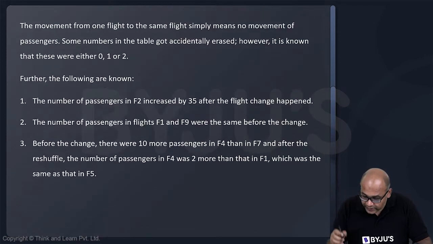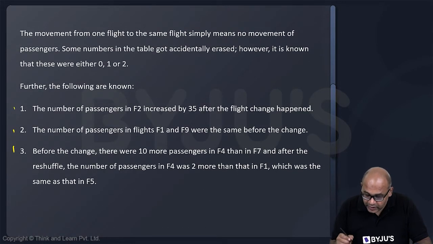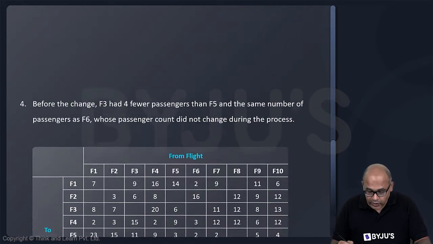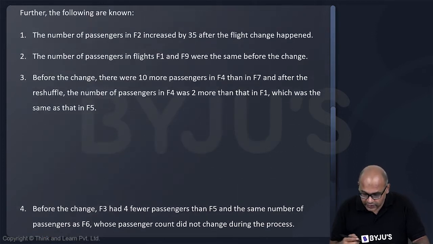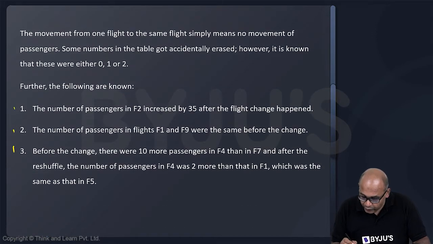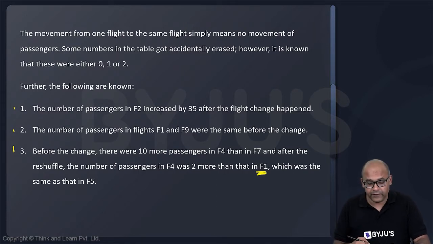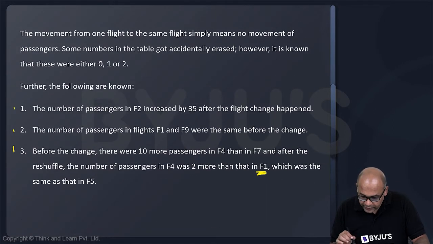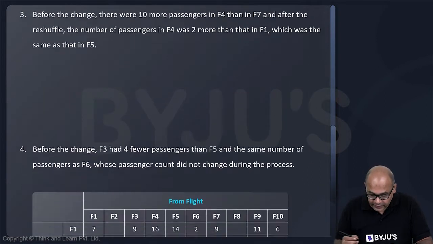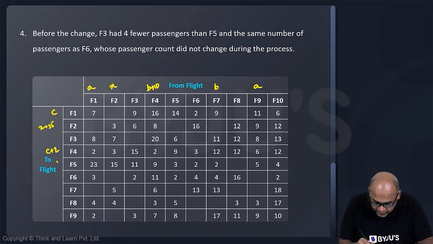And then it continues: after the reshuffle, the number of passengers in F4 was 2 more than F1. So F1 afterwards, if I take it as C, then F4 was C plus 2. It was 2 more, right? I'm just checking. F4 was 2 more than F1, correct, which was same as F5. Let me read the statement once again: number of passengers in F4 was 2 more than that in F1, which was same as that in F5. So F1 and F5 were same afterwards. So let me write F1 and F5, so this is also C.